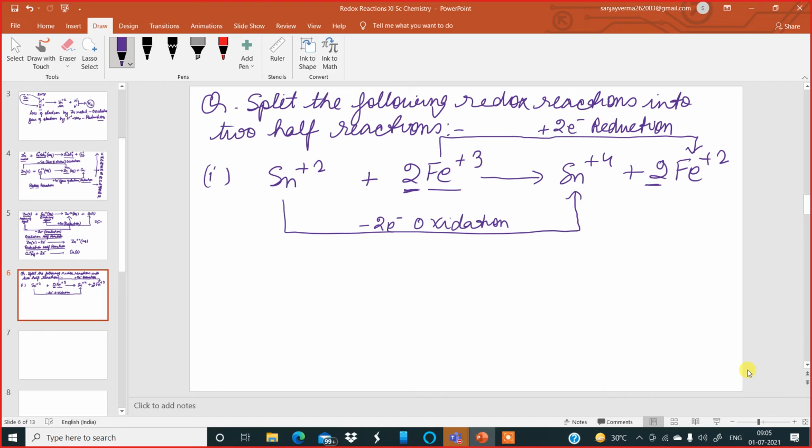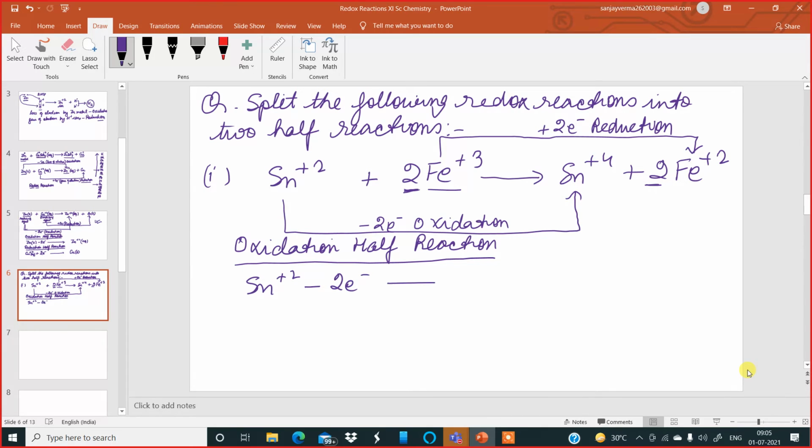Now we get the answer. Now we have to write down the oxidation half reaction. Underline it and write down the half reaction part: Sn plus 2 minus 2 electrons arrow Sn plus 4. This is the oxidation half reaction.